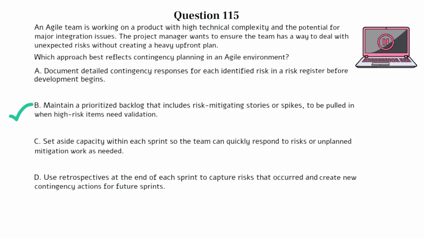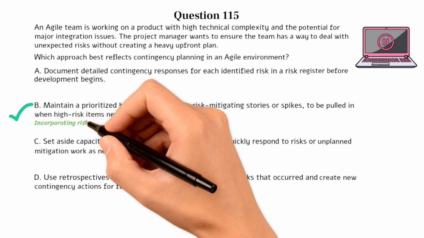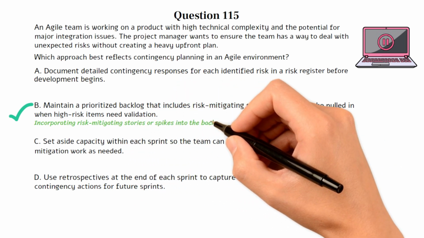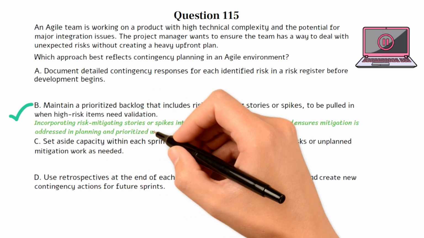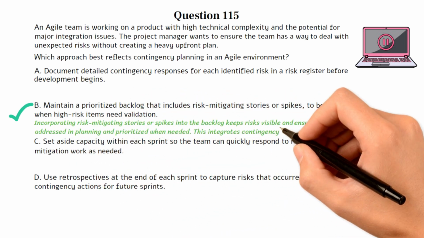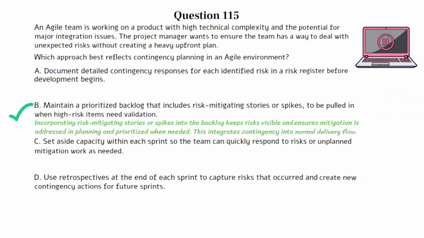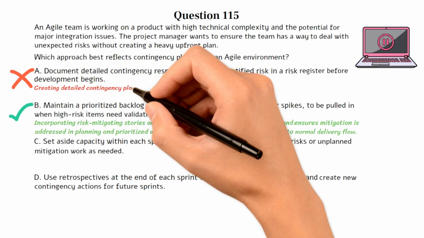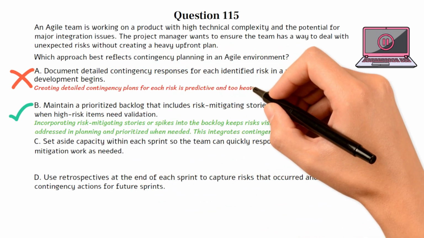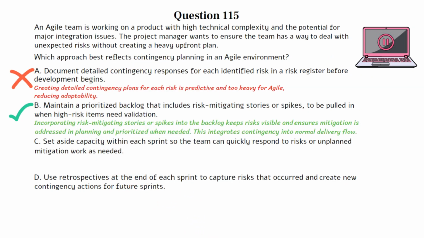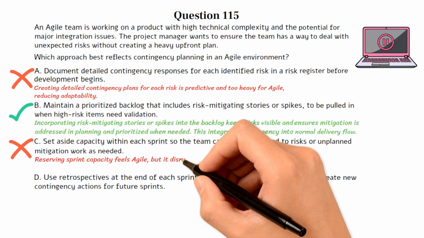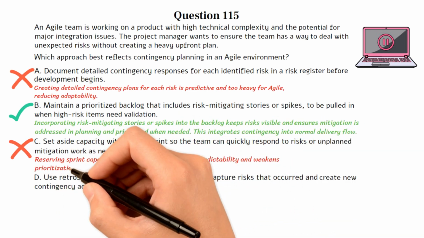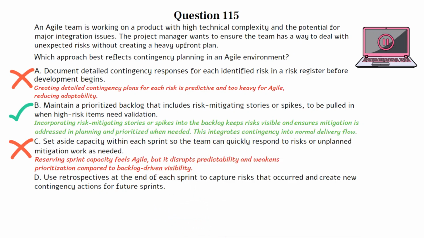Choice B is the best option because incorporating risk mitigating stories or spikes into the backlog keeps risks visible and ensures mitigation is addressed in planning and prioritized when needed. This integrates contingency into normal delivery flow. Choice A is incorrect. Creating detailed contingency plans for each risk is predictive and too heavy for Agile, reducing adaptability. Choice C is incorrect. Reserving sprint capacity fits Agile, but it disrupts predictability and weakens prioritization compared to backlog-driven visibility.